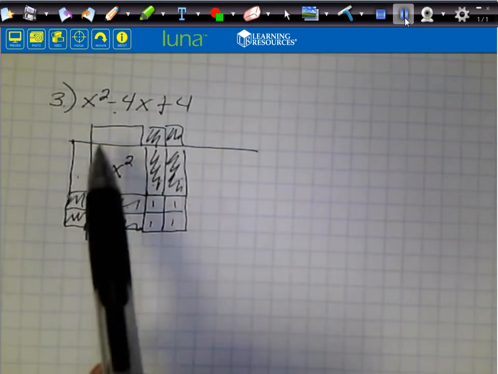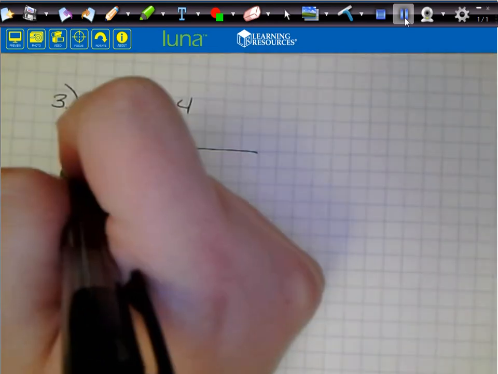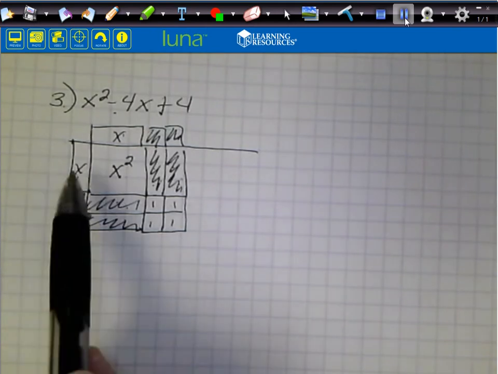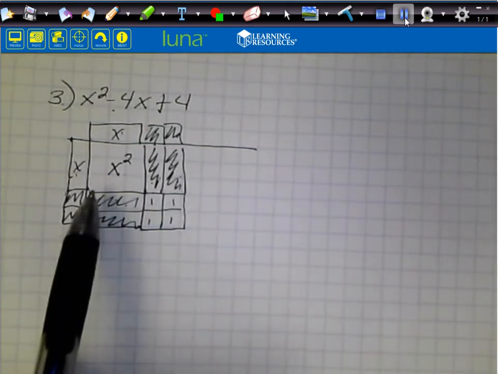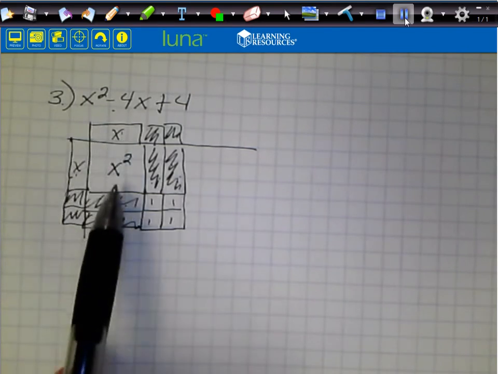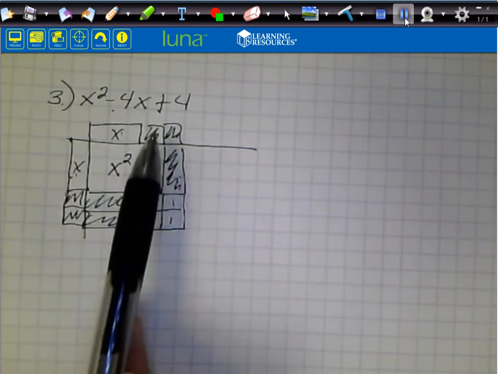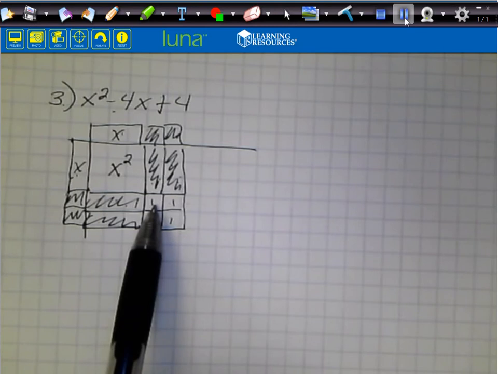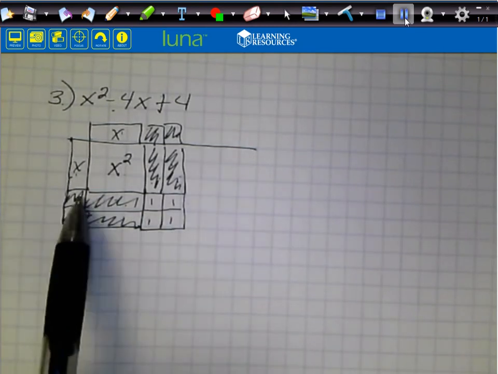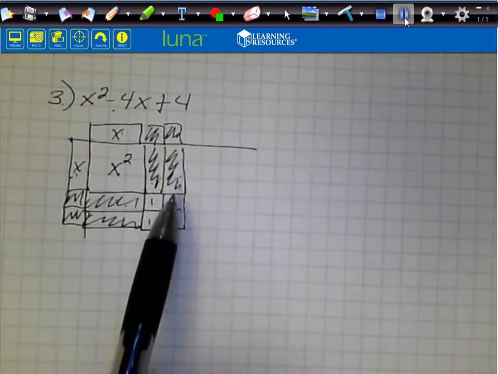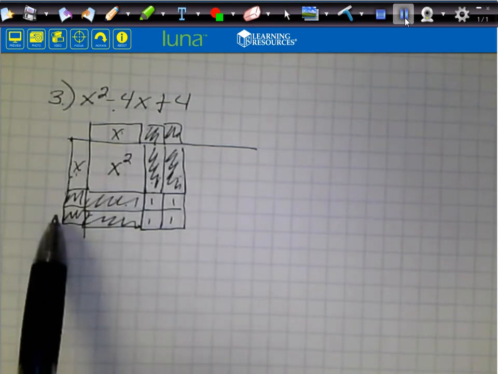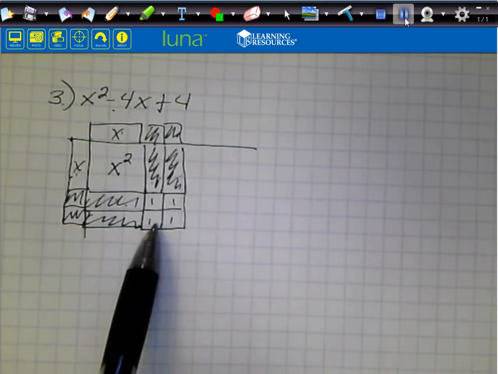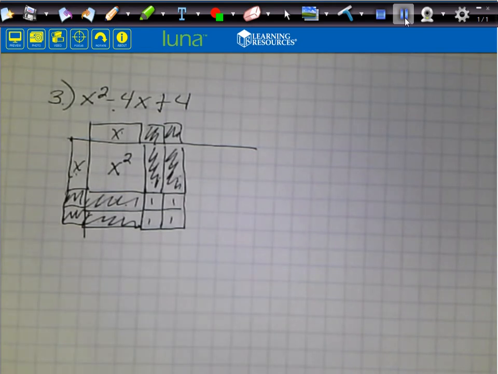So let's see if this works. X times x is x squared, x times negative 1 is negative x, x times negative 1 is negative x. Then we go here, negative 1 times x is negative x, negative 1 times negative 1 is a positive 1, because negative times negative is a positive. Negative times negative 1 is a positive 1. Negative 1 times x is negative x. Negative 1 times negative 1 is a positive 1. So you can see this one's working.